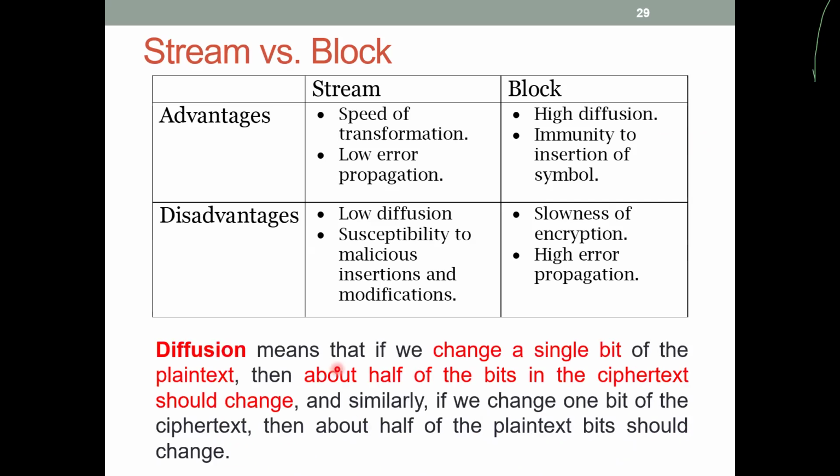So you can read this. Diffusion means a change in a single bit of plain text should change half of the bits in the cipher text. High diffusion means that with a small change in the plain text in a block cipher, half of the bits in the cipher text will change, but that is not the case in a stream cipher. Why? In a stream cipher we take bitwise, so if you change one bit, only that bit changes. Because we are taking only one bit, that is low diffusion, not high diffusion.